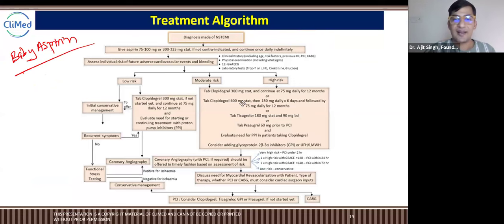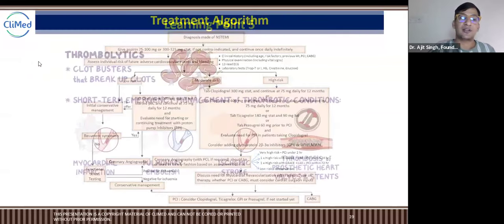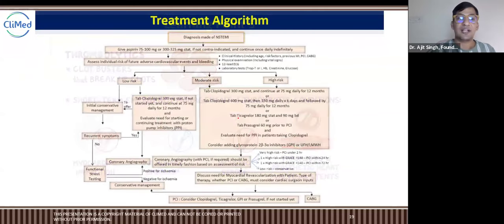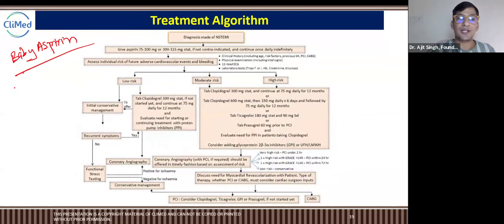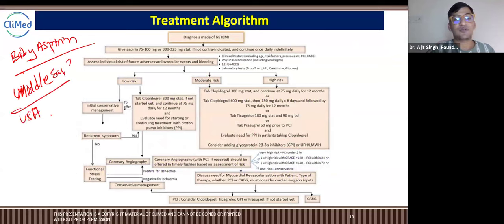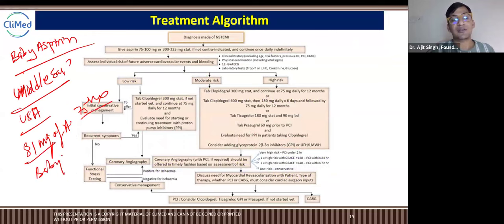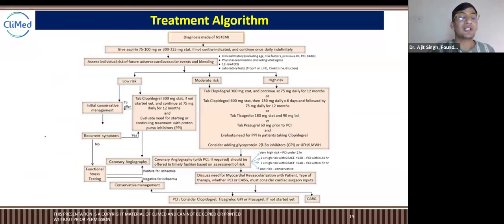How much less dose, Manish? 75? 81 mg. 81 mg is called baby aspirin. Okay, 81 mg, not 75. 75 is the Indian and international dose, but in the Middle East usually, and in the USA sometimes, in some places, they use 81 mg of aspirin instead of 75 mg. They call it baby aspirin. This is not the loading dose. This is the maintenance dose. This is the daily dose, 81 mg.